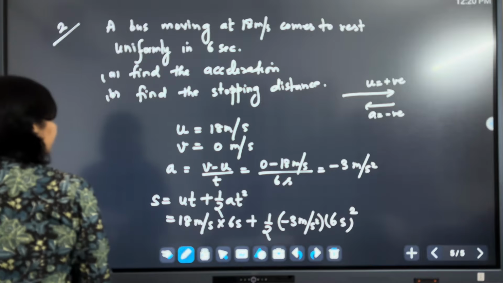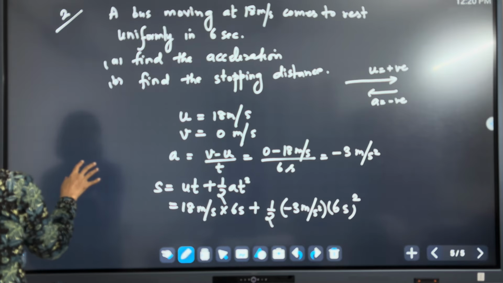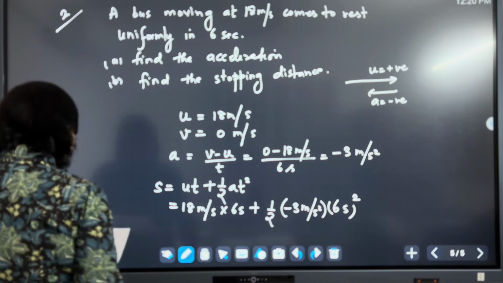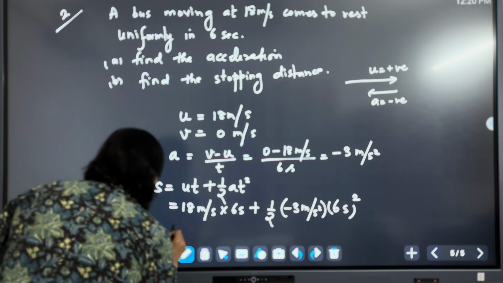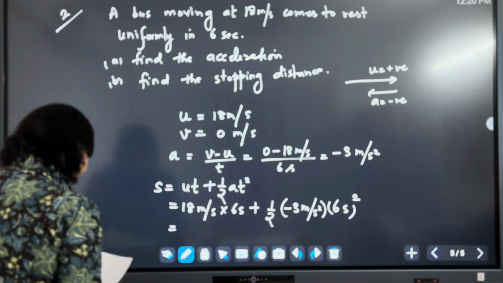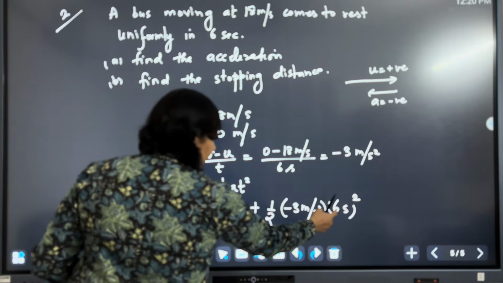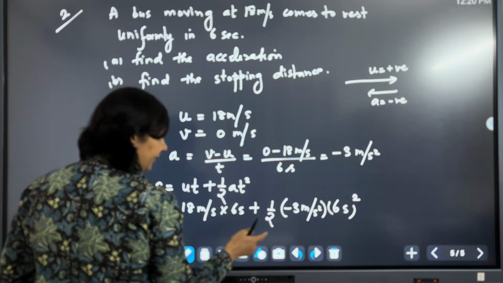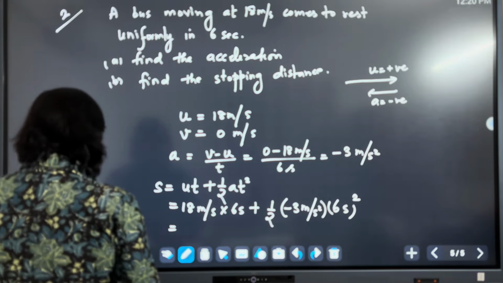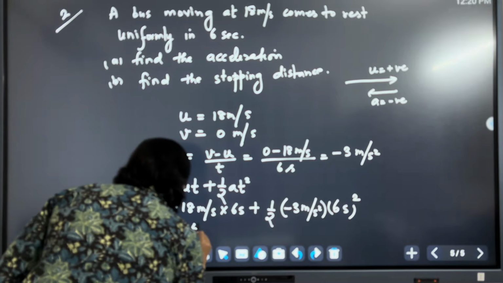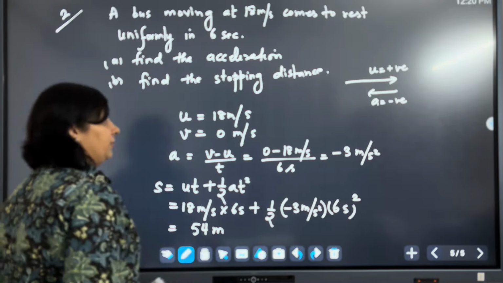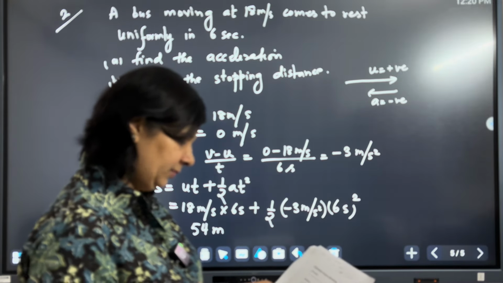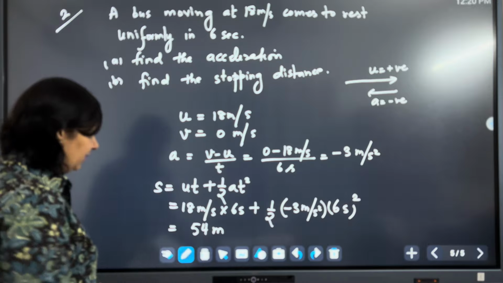So if you solve this, you will get how much? 18 into 6 is 108, minus 6 is 36 divided by 2, you will get 18, right? 18 into 3, 54. So when you solve this, you will get 54 meter positive. It means the object has moved in the positive direction, right? Correct. Okay, this you can solve.